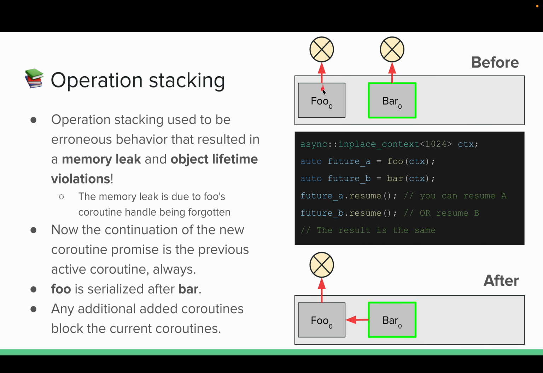Yeah, so foo would have its continuation, meaning where its return address is, point to the no-op sentinel, which is correct. That's how it should be. Bar also has its continuation set to the no-op sentinel. The problem is that it should have its continuation pointing to foo.